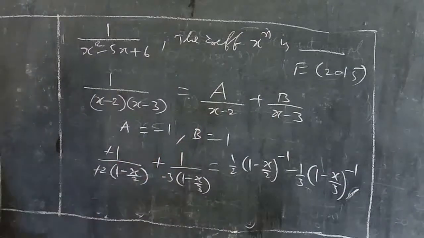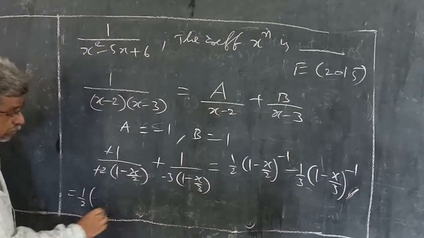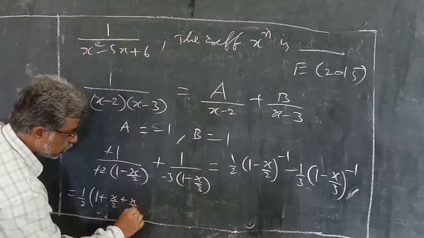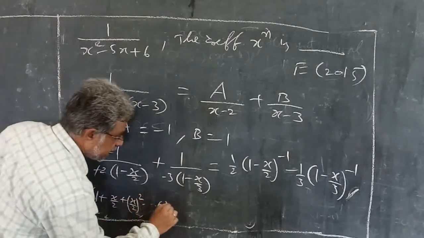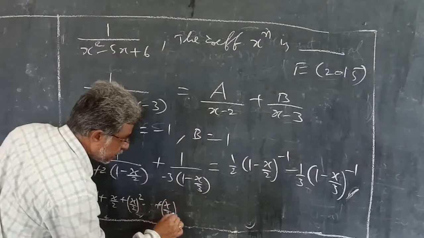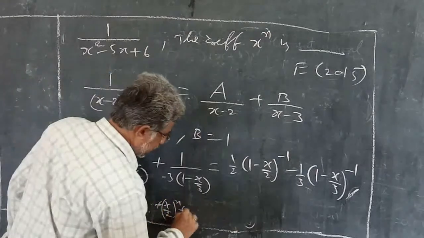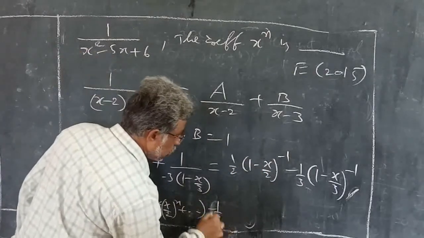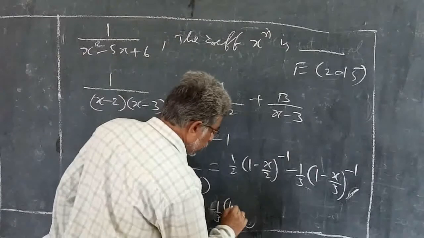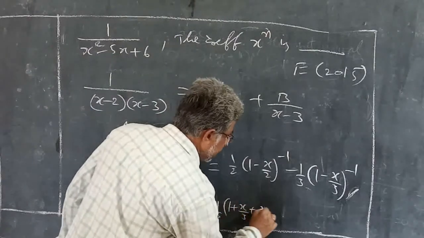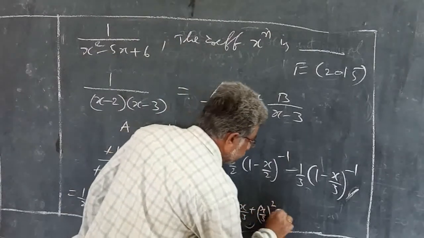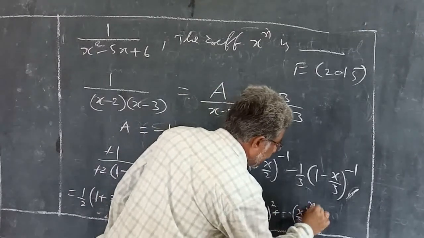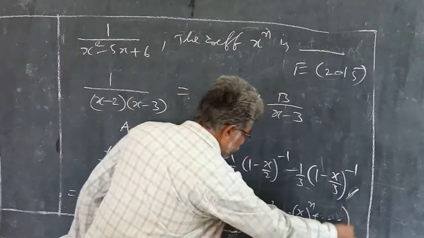Now expand that. So what is it? 1 by 2 into 1 plus x by 2 plus x by 2 whole square and so on. Somewhere you get x by 2 whole power n, and so on till infinity. And in this expansion, minus 1 by 3 into 1 plus x by 3 plus x by 3 whole square and so on. Somewhere you get x by 3 whole power n, and so on till infinity.